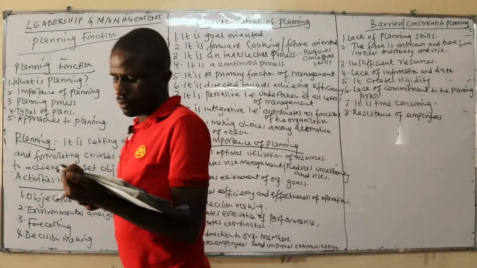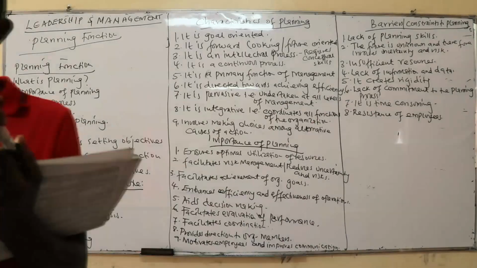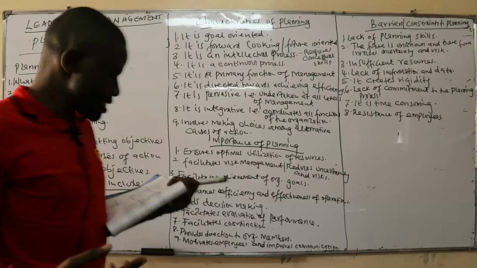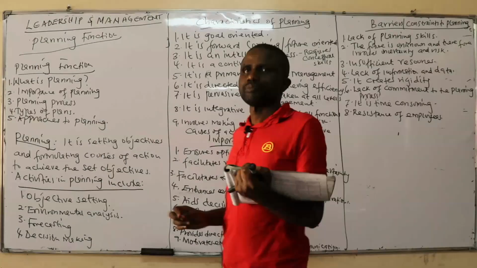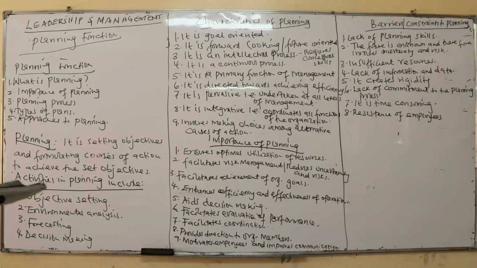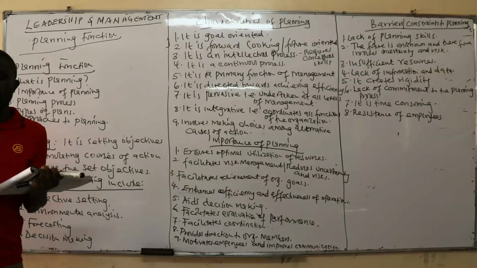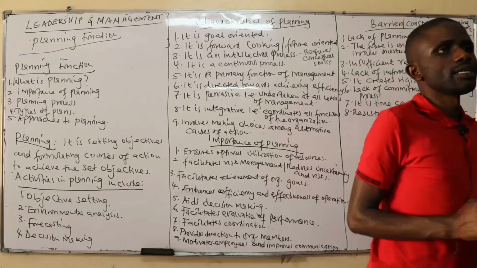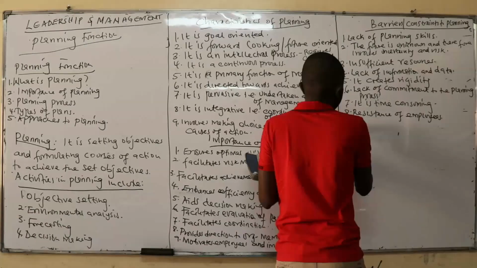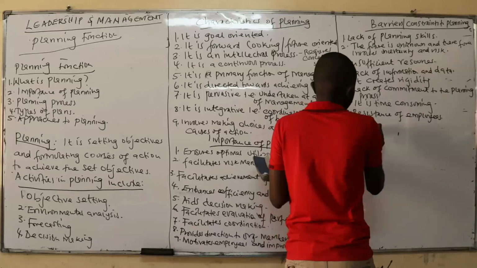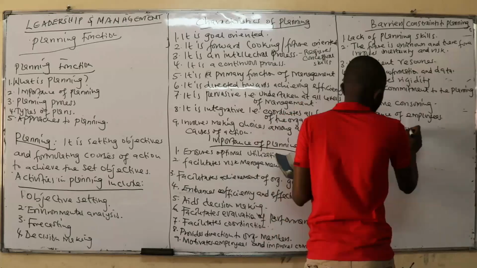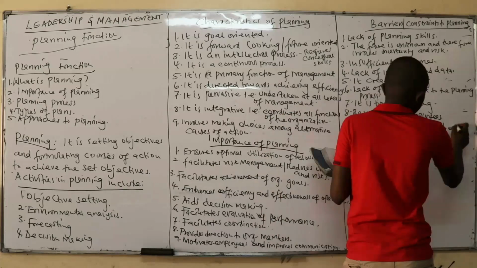Now, let's say the examiner happens to twist this question and asks, discuss six ways of overcoming barriers to effective planning. Now, the examiner expects you to give solutions to these problems. Is that true? So what is the solution to lack of planning skills? Training. Are we together? So can we write them down? Ways of overcoming barriers to effective planning.